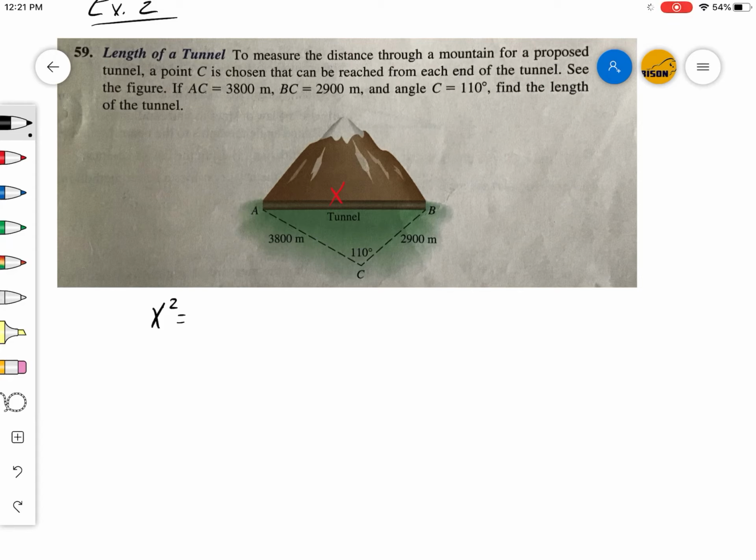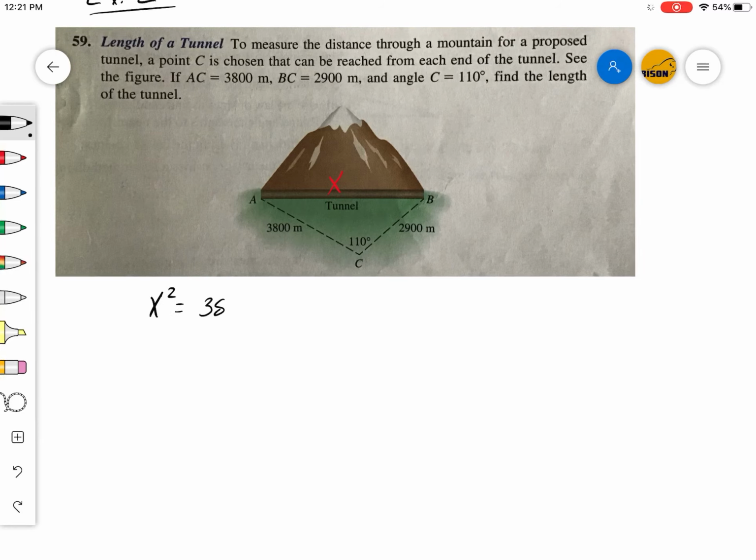The other side of the law of cosines is the two sides that you have squared added together. So 3800 squared plus 2900 squared. Then you subtract 2 times both those sides again, times the cosine, I almost wrote sine, of the angle in between them, okay, or of the angle across from what you're trying to solve for.